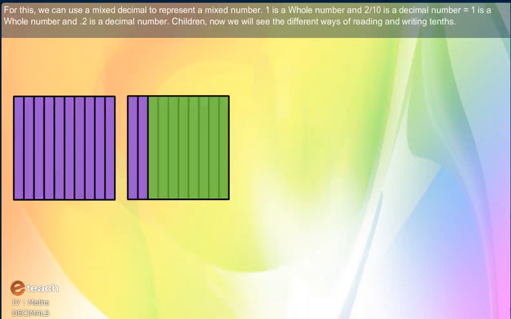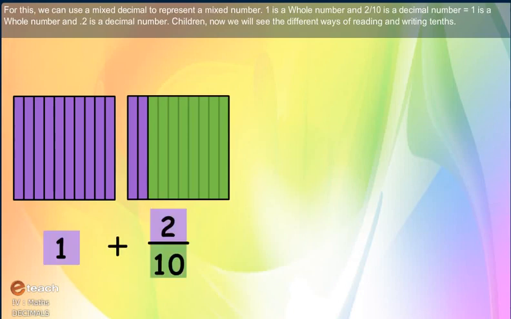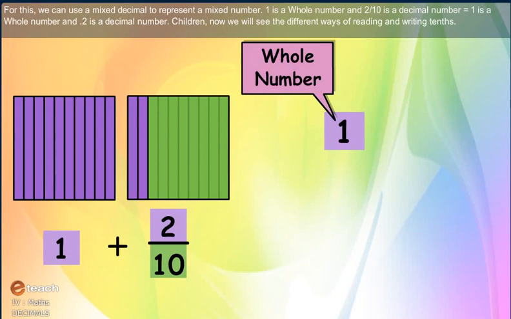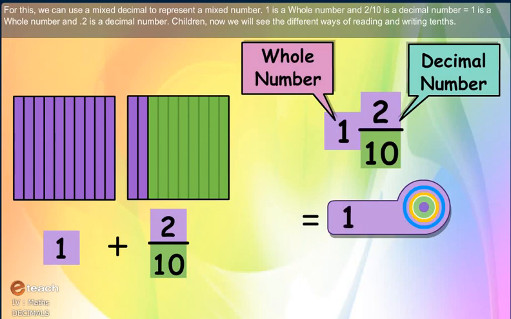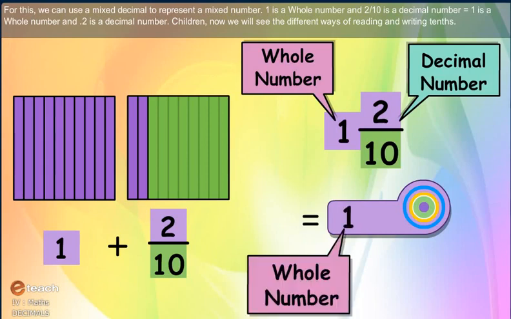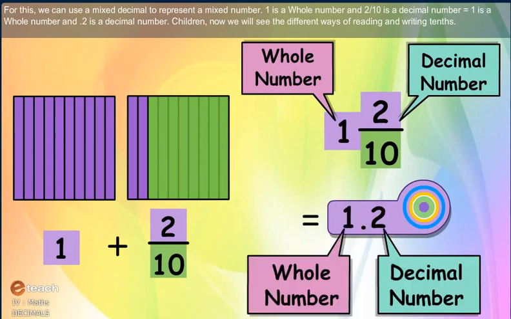For this, we can use a mixed decimal to name a mixed number. 1 is the whole number, 2/10 is the decimal part, equals 1 as the whole number and 0.2 as the decimal part.